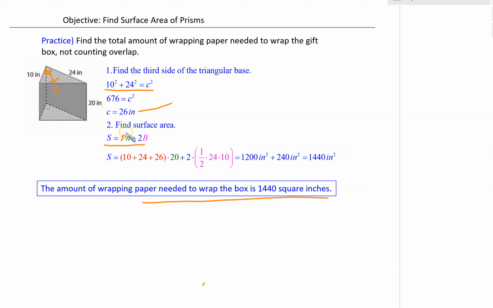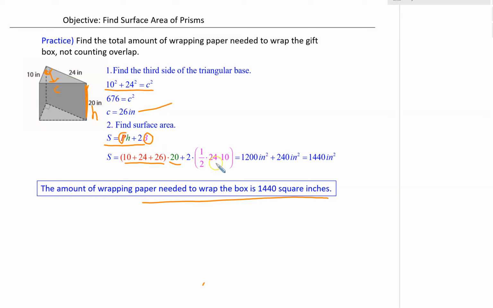And so P is the perimeter of a triangle, and capital B is the area of a triangle. So the perimeter of the triangle adds up the three sides of the triangle, 10 plus 24 plus 26, and multiplies that times the height, which goes from triangle to triangle, which would be this 20 inches. That's the Ph part. And then two triangular bases.